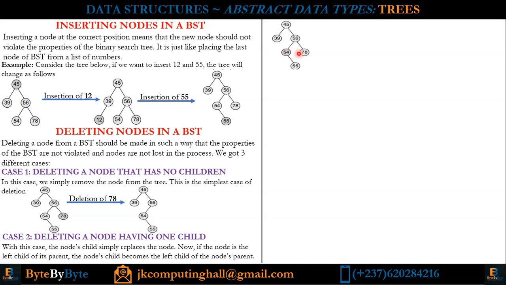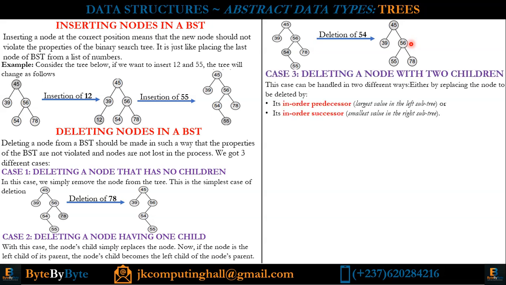So let us proceed. Now, if I want to delete 54, I will simply erase this 54 and 55 will come and replace it. So this is what we have. And the properties are still maintained because all these values are above 45. This is below 45. This is below 56. And this is above 56. So this is what happens when you are deleting a node having one child. The child simply replaces the node.